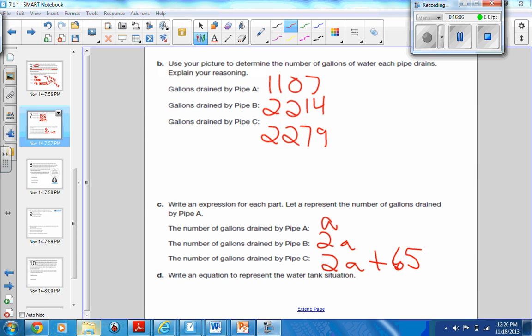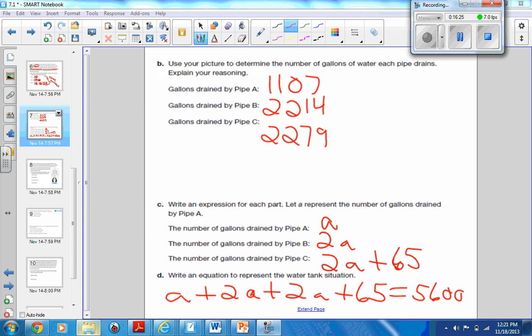Now let's come up with an equation to get to that total of 5,600. All those pipes make up that tank. So pause the video and see if you can come up with the equation. You should have come up with this equation. Can you see how pictures can help you figure out something that seems so complicated?